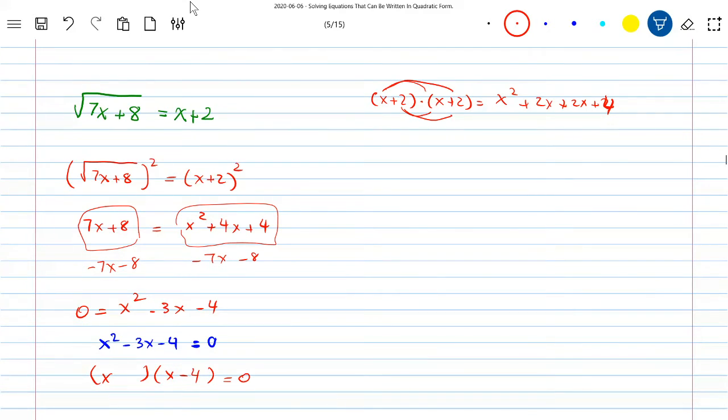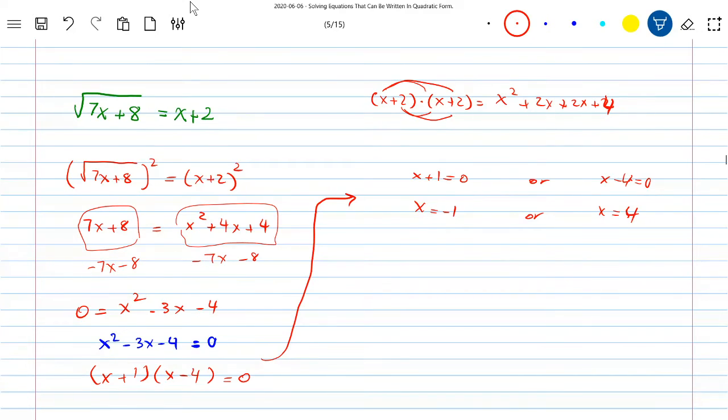The factors are negative 4 and plus 1. You add them together, you get negative 3. Multiply, you get negative 4. So what are the solutions? There are two solutions. Either x plus 1 equals 0, or x minus 4 equals 0. I hope that at this point, this is not an issue. So either x equals negative 1 or x equals 4.